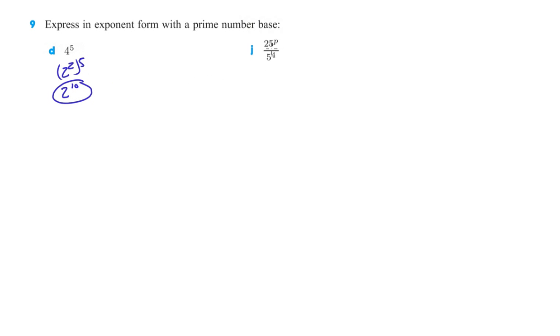Okay. This here, 25 is not a prime number. 5 is, but 25 is not. So we're going to turn 25 into 5 squared to the p power over 5 to the 4th power. This is going to be 5 to the 2p, because with a power raised to a power, you multiply them, over 5 to the 4th. And then since the bases are the same, we subtract these two from each other, 2p minus 4. And you can't simplify that, so we just leave it like that.